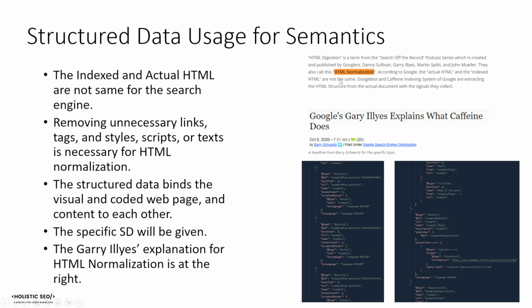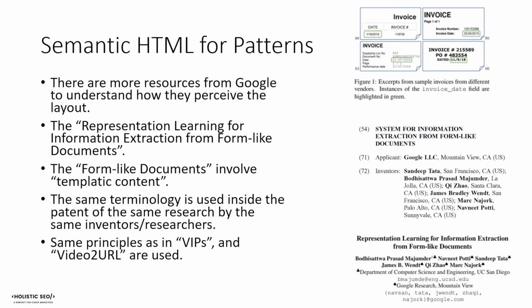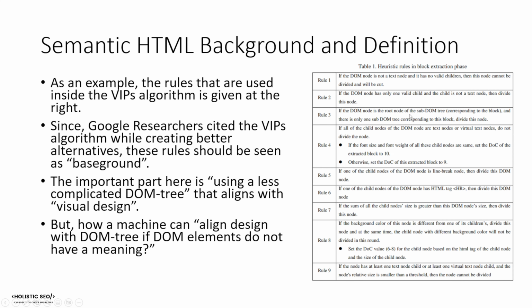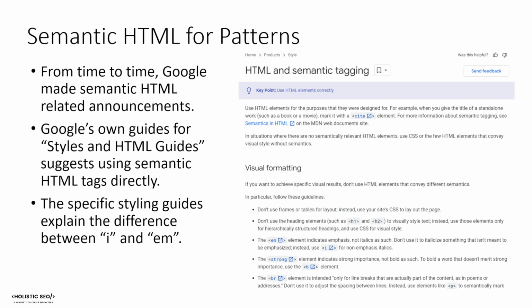According to HTML normalization, the indexed HTML and the actual HTML that you are using are not the same. Do you remember the WIPP algorithm from the first slice? If I just go back quickly to make it clear, do you remember this? Divide the node if there is no text in it. Divide this node if there are too many children in it.